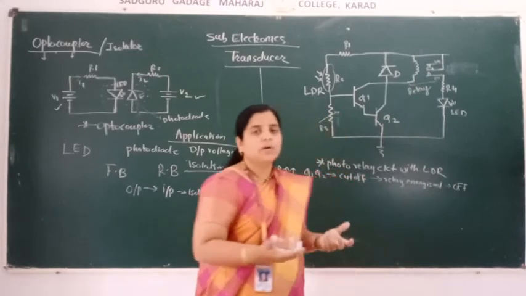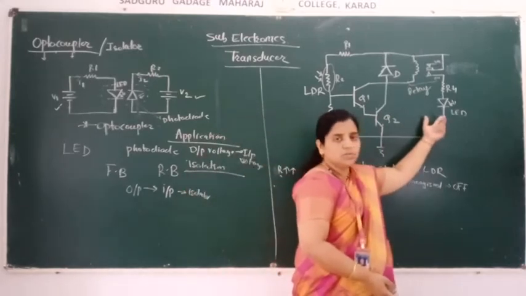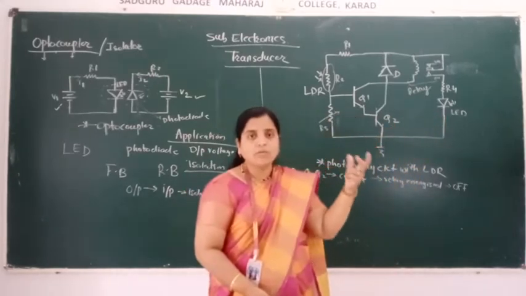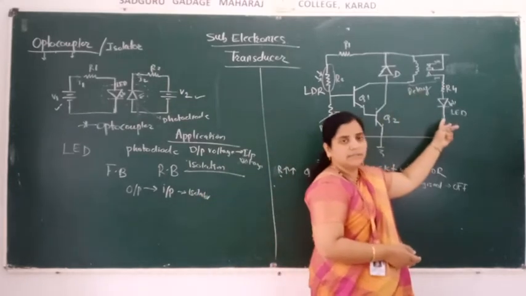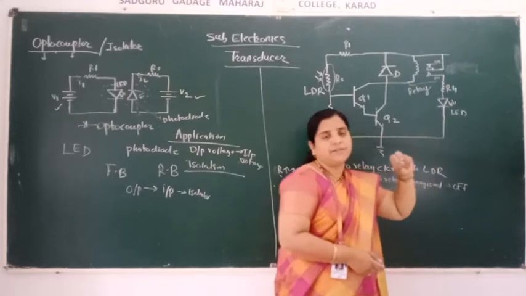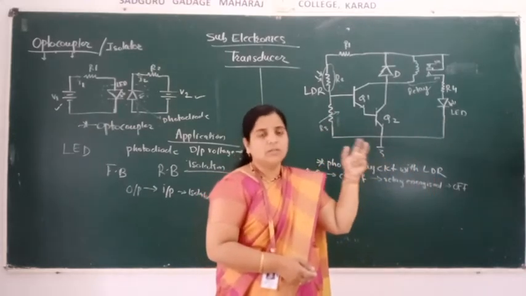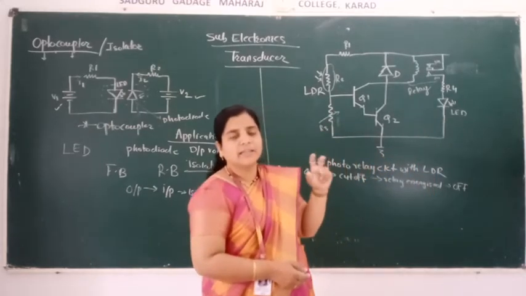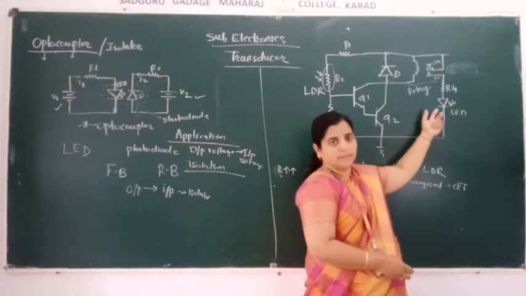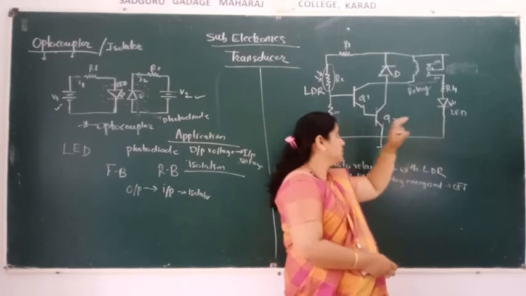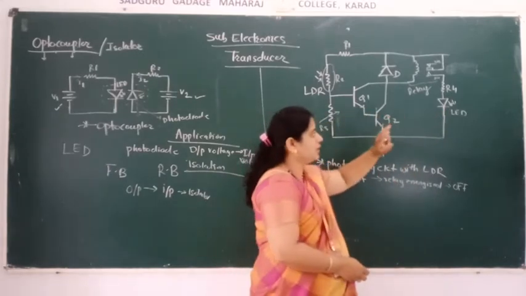This LED is used to show whether the relay is on or off. How to understand whether the relay is on? Therefore we have connected one LED here. It shows that if the LED is on, then the relay will be on. So to indicate whether the relay is on or off, we have used the LED here.